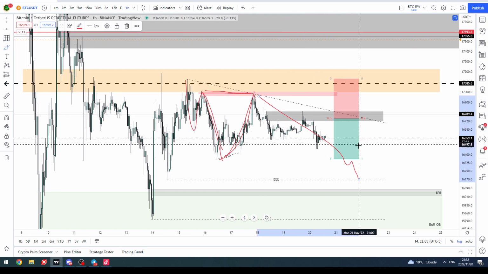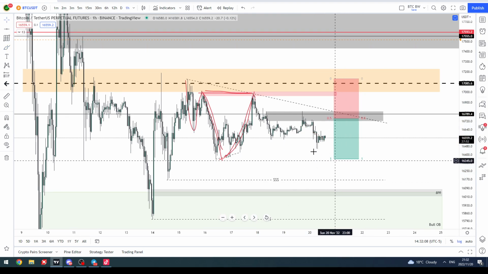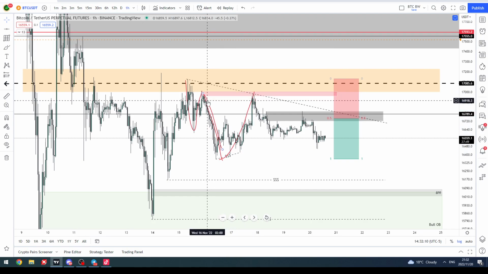So we need to figure out where we can enter on BTC again. So we have another leg here. Like I said, we have another leg here coming up.